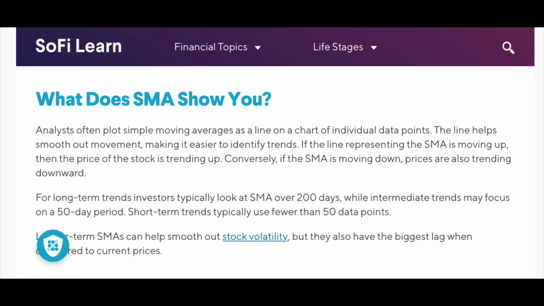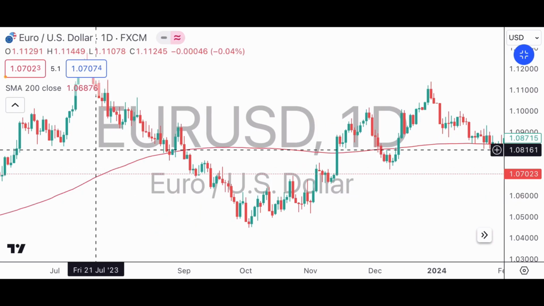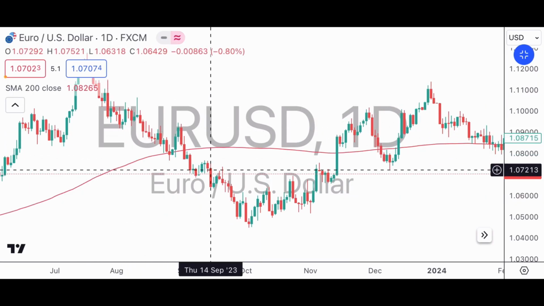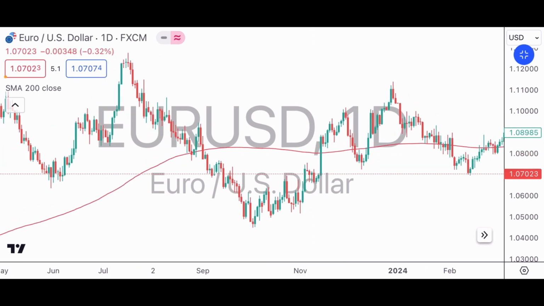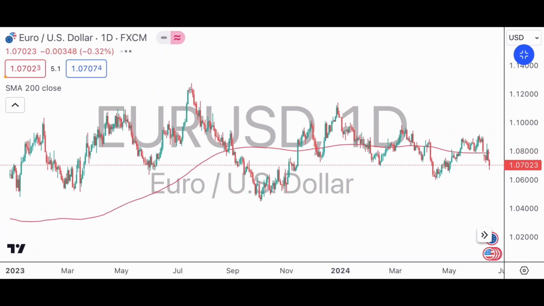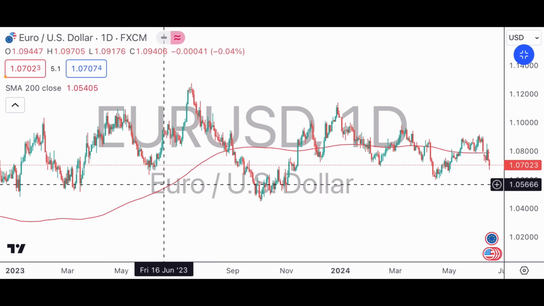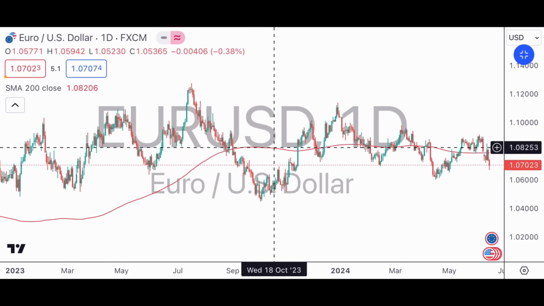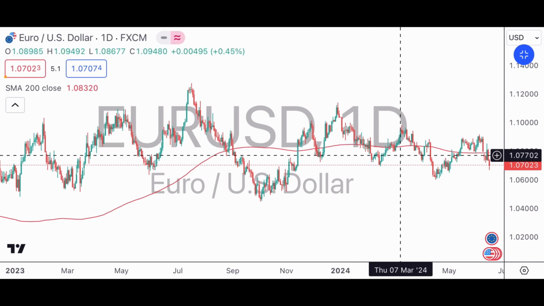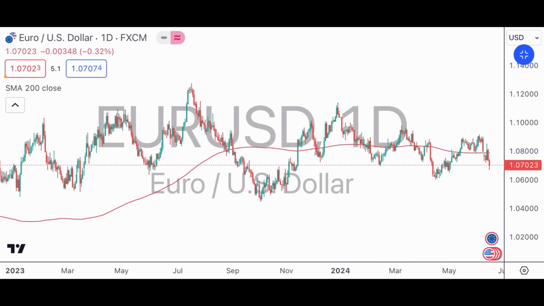Analysts often plot simple moving averages as a line on a chart of individual data points. The line helps smooth out movements, making it easier to identify trends. A perfect example of it would be right over here. We can see price moving down, moving up, moving down. If you zoom out even a lot more, you can see a lot of up and down, up and down, up and down. But this simple moving average line is just clean, and it's just going in one direction pretty much. So that's what it's saying when it's talking about helping smooth out movements.